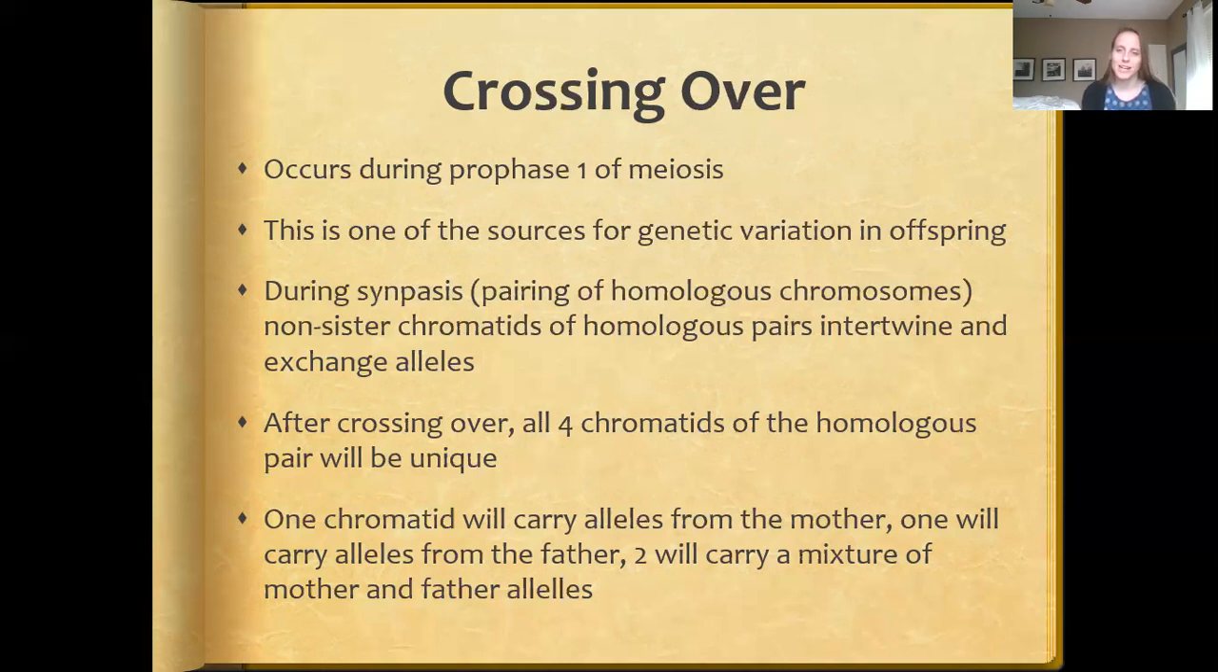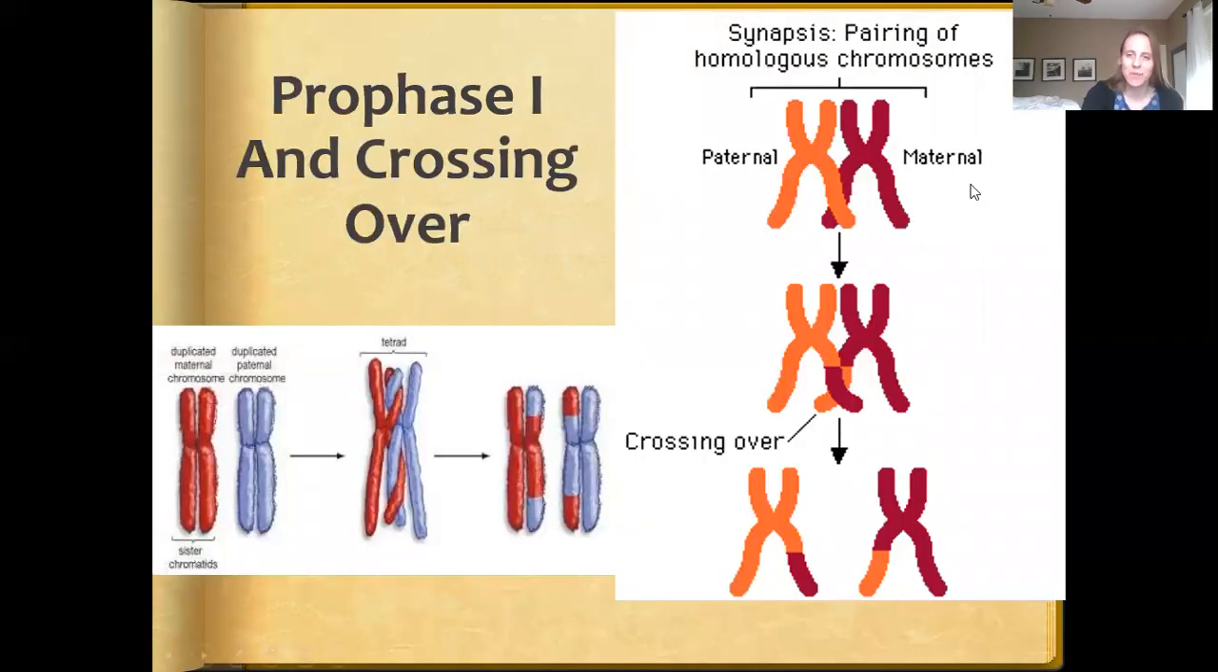So the reason for that is that one chromatid will be still all the mother's alleles, and one will be all the father's alleles. They won't have swapped any alleles. And then the two that were closest to each other when the X's were side by side will have swapped some of their alleles. So this is kind of what it ends up looking like.